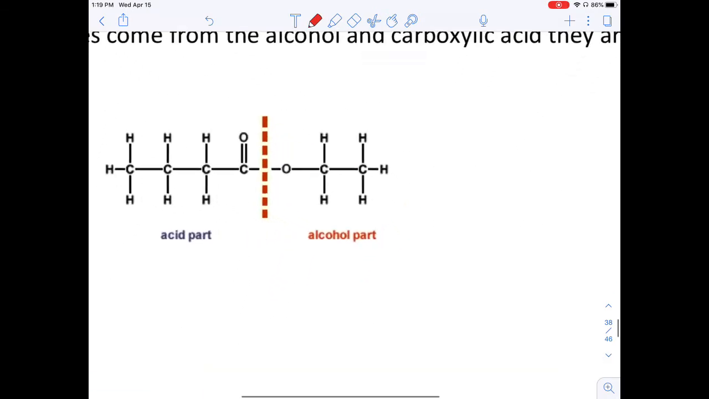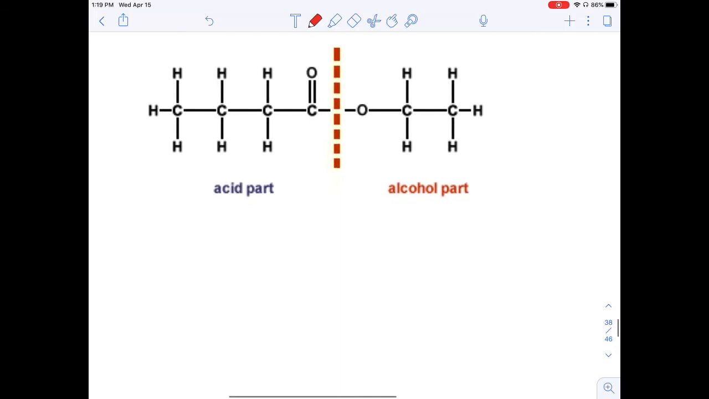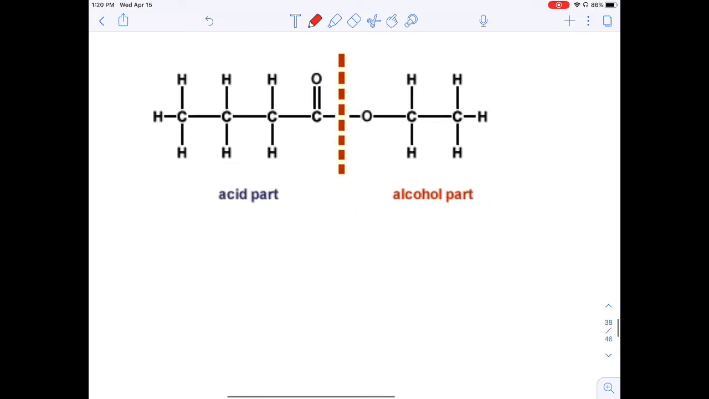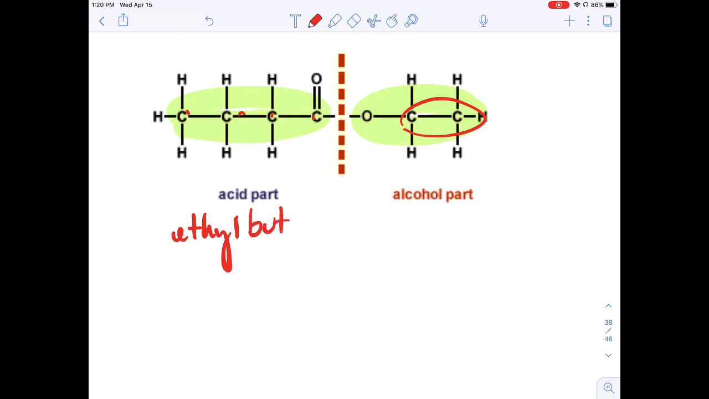Now, this particular ester here, we're going to name. This part comes from the alcohol, and this part is from the carboxylic acid. So since this is going to be from an ethanol, it's ethyl, and this is 1, 2, 3, 4. This is butanoate. So as long as you can spot where the alcohol is, it's pretty straightforward.